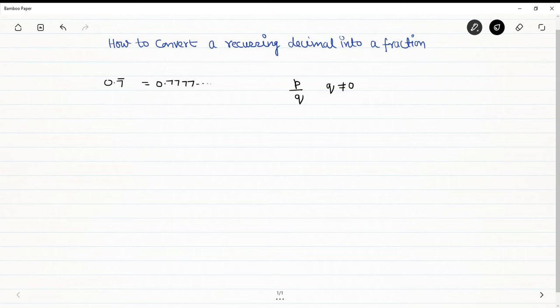Interestingly, it is definitely a non-terminating decimal, but the beauty is the same number is repeating. So it is repeating continuously. So a non-terminating decimal, but if it is repeating, can be called a rational number. So this means it is possible to convert it into a rational number format, which is P by Q. So this is what we are going to see today, how we can convert this.